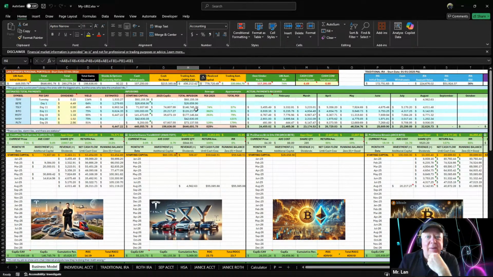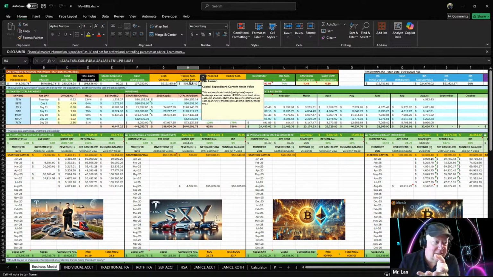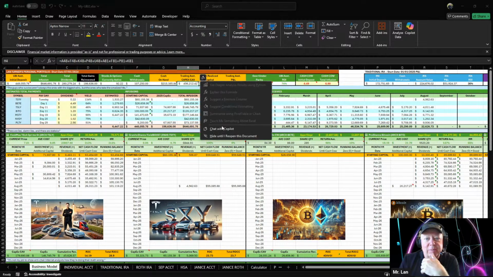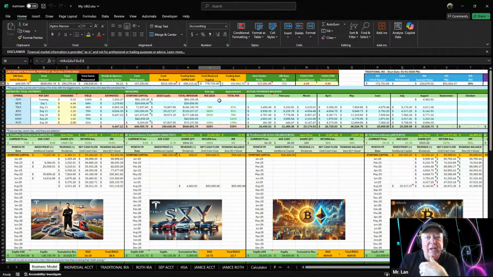And then we got the capital. I'm starting to try and make this look like a business, so I use the terms from a business. So this is capital expenditures, current asset values, and then we got our... Let me close this. This dumb thing keeps popping up. And then we got total realized capital, 778,000. This is our trading profits, 330,000. And for the year, this is for the 1 year, 330,000 is what I've made.